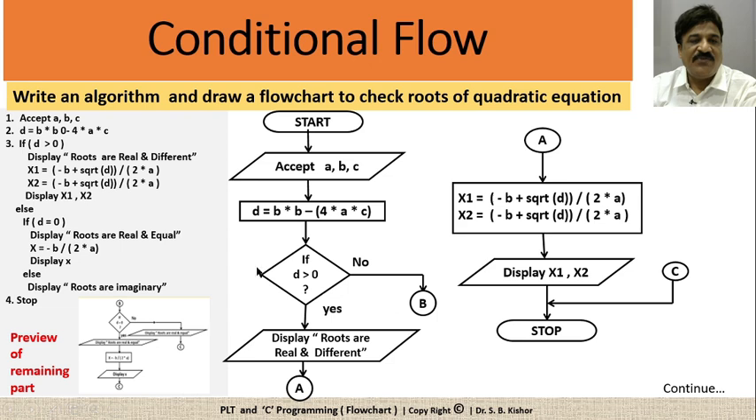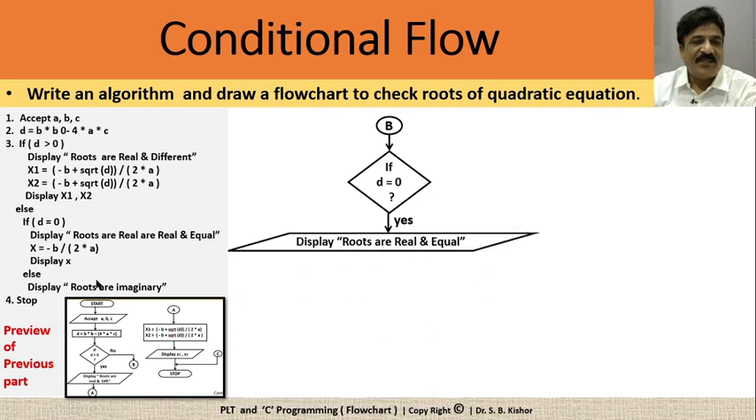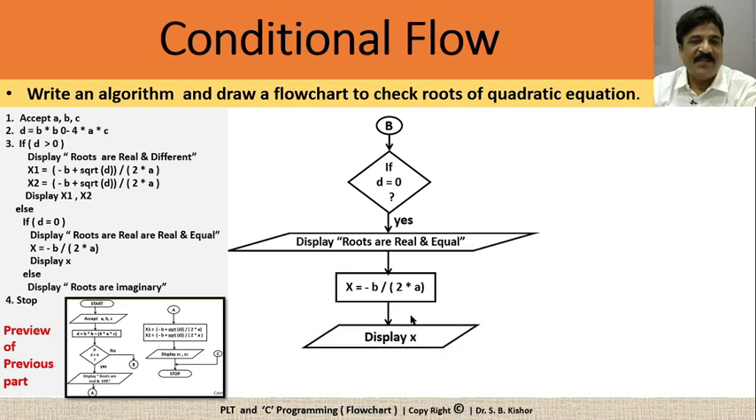And after solving the B part, after connecting to the B part, again we need to come back, because we can have only one stop, remember. So C is a connector which is going to terminate my flowchart. So in the B part, check whether the value of D is equal to 0. If it is so, the roots are real and equal. Then find out the value of the root, display it, and then again stop. And for the stop, we already wrote the stop in our previous slide.